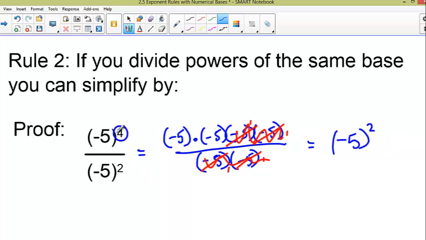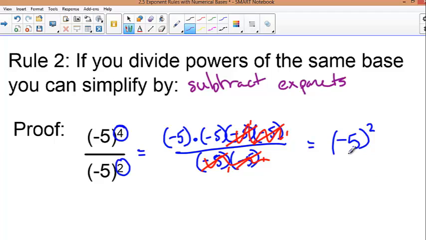And again, that has to do with this minus this. Right? So again, the opposite is true by subtracting the exponents. And again, the base is going to remain the same. Okay, so the base is always going to stay the same because we didn't multiply those numbers together. We're just simplifying. We haven't evaluated yet.